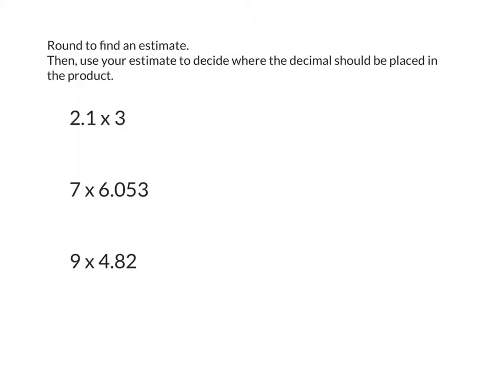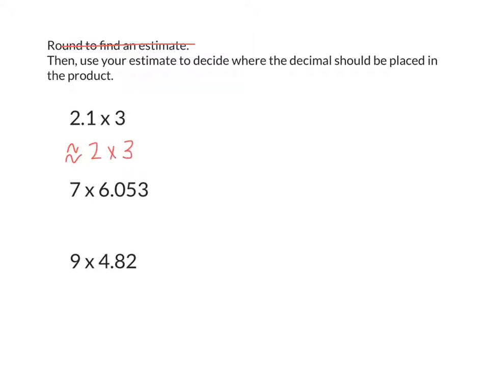The directions tell us to round in order to find an estimate. That's the first thing we're going to do. We're not even going to solve anything, no area model, nothing. We're just going to round to find an estimate. Okay, so 2.1 is pretty close to what number? 2. Good. By the way, do you see how that's a wavy equal sign? That means I'm rounding. It means I'm finding an estimate. Okay, 2.1 is pretty close to 2.